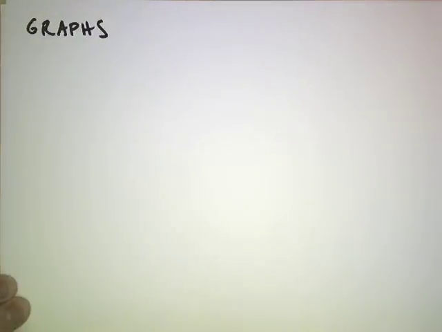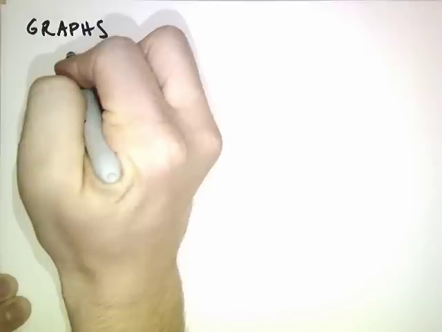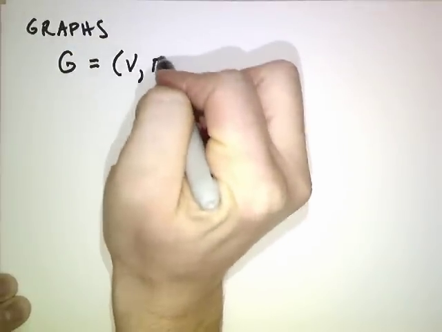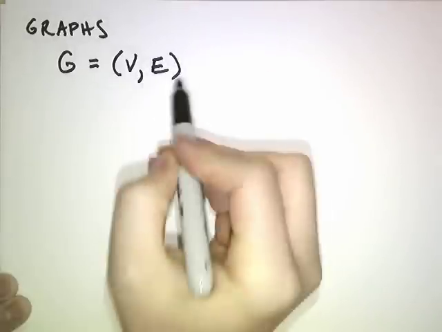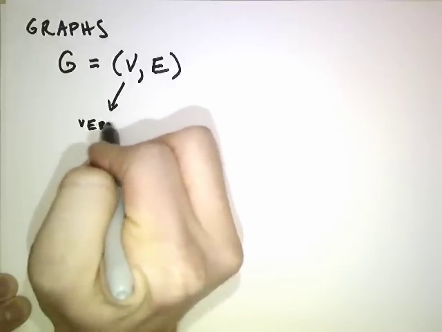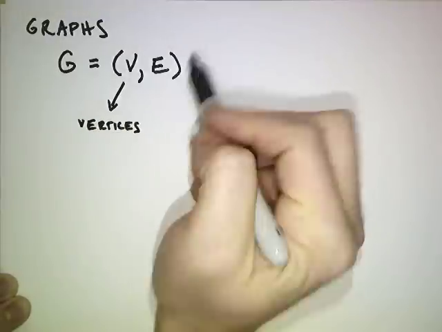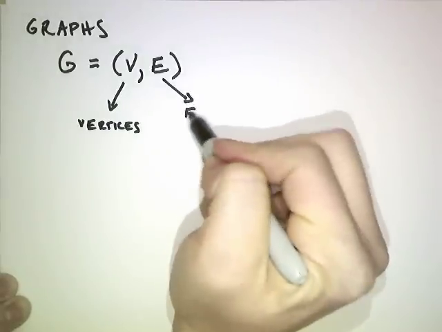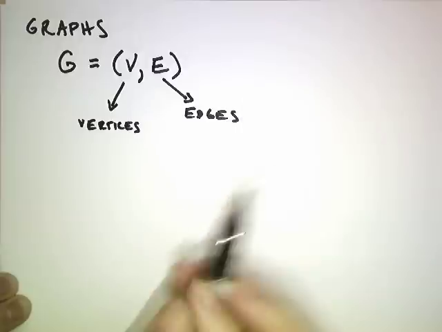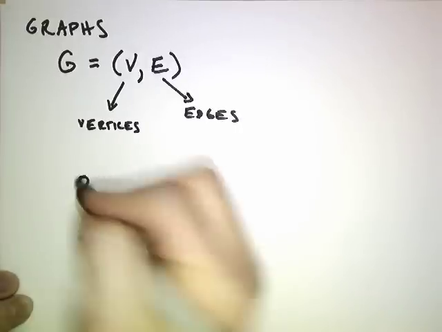We need to do some more terminology for graphs before we prove anything interesting. So a graph, G, is usually written down like this, V, comma, E. This is a capital V and a capital E. And this capital V denotes the collection of vertices in the graph, and capital E denotes the collection of edges in the graph. Okay, so let me write down an example graph.